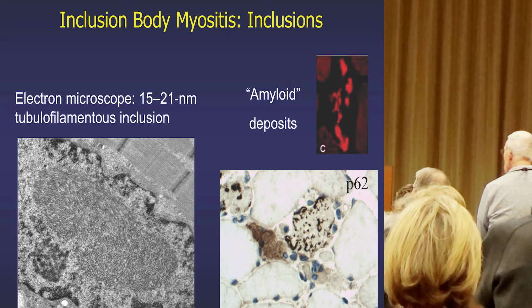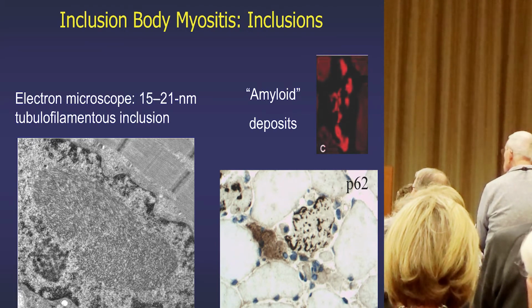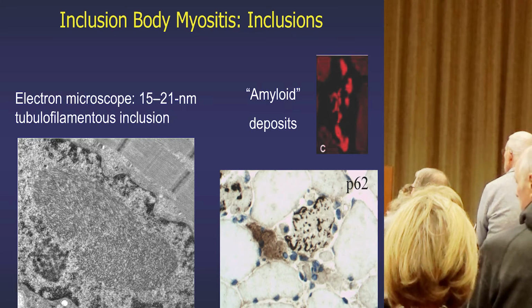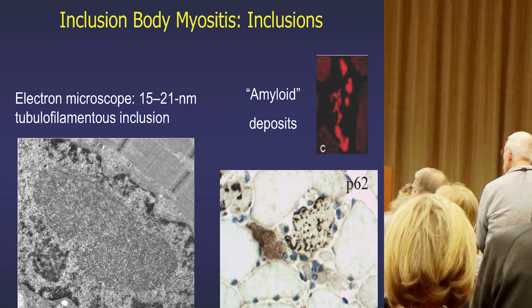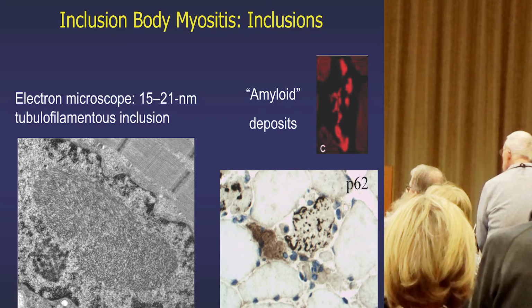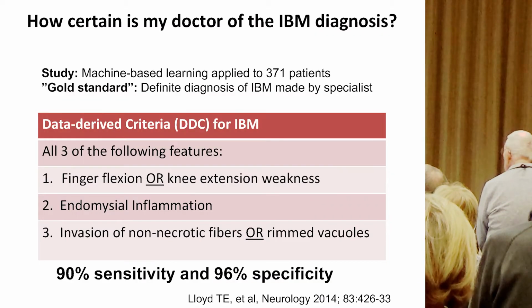So if on your muscle biopsy report it talks about aggregates or inclusions of proteins, it may mention something like P62 or TDP43 or tau. So a lot of different proteins are known to form these aggregates in IBM. And this is what we mean when we say inclusion bodies. So it's a descriptive pathological term.